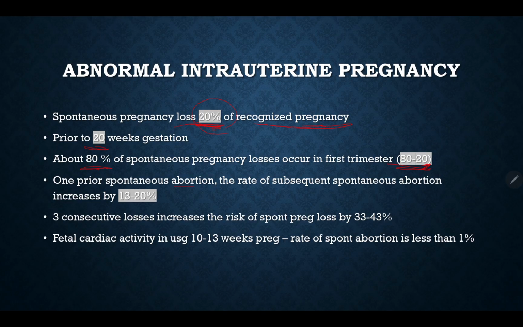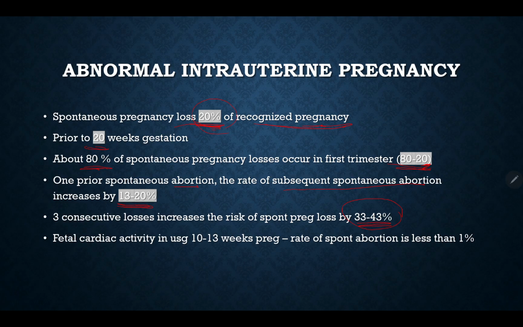One prior spontaneous abortion: if a woman comes with a history of one prior spontaneous abortion, the rate of subsequent spontaneous abortion increases by around 13 to 20%. So again, this figure of 20% is coming to you. Now 3 consecutive losses increases the risk of spontaneous pregnancy loss by 33 to 43%. Almost it reaches up to this 40%. So this is very important.